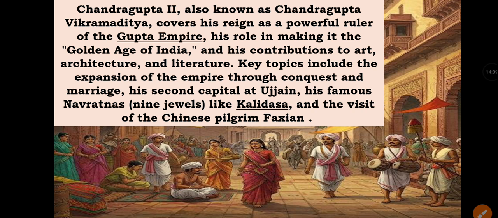So we understood that Chandragupta II had another name. He named himself Vikramaditya and was another powerful ruler of the Gupta Empire, making it the golden age of India. There were a few topics including the expansion of the Gupta Empire, his second capital Ujjain, which was very famous, his Navaratnas, the nine jewels like Kalidasa, and the visit of Chinese pilgrims and foreign travelers, that is Fa-Hien.